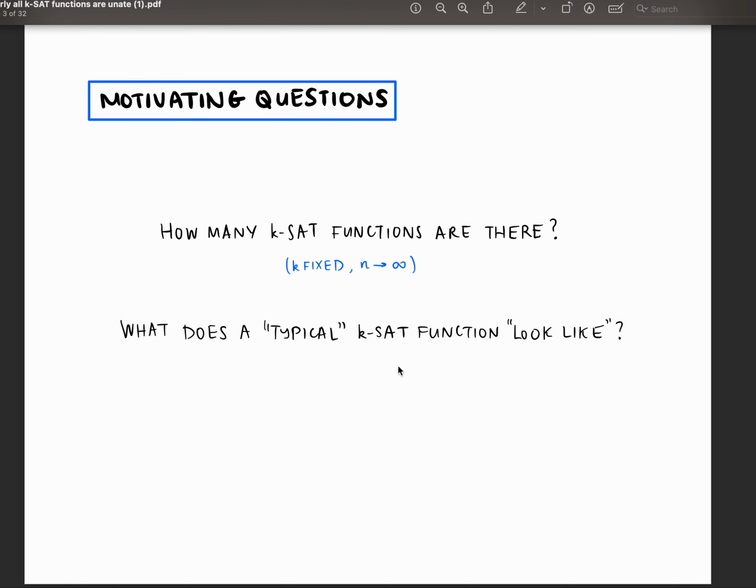So there are 2 motivating questions for this talk. It turns out that in answering the first, our result will be structural enough that it will give some insight into the second, more vague question. The main question that we're going to try and answer is, if we think about k as some fixed quantity and the number of variables n is going to infinity, how many KSAT functions are there? And motivated by this, we're also interested in what a typical KSAT function looks like, and in fact, what are good definitions for the words typical or look like.